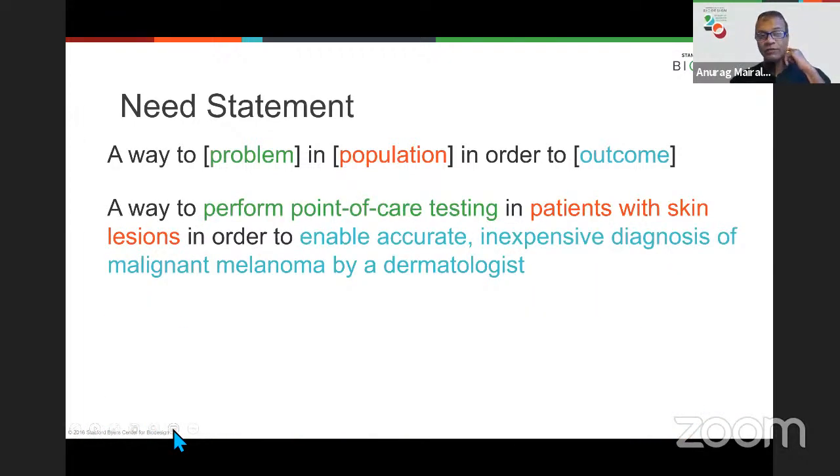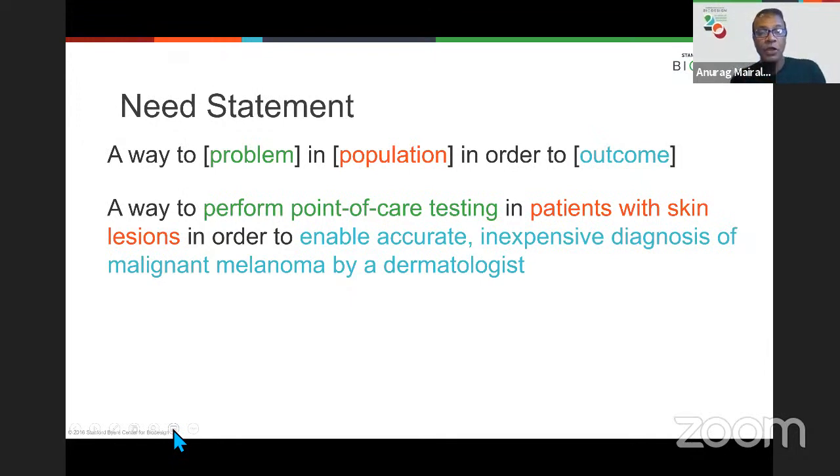Here's an example of that. A way to perform point of care testing. So performing point of care testing is the problem. This is relating to oncology, where diagnostics of cancers, especially skin lesions, which is the focus here, typically happens with an oncologist, and most of the problems show up much earlier. And by the time you get diagnosed with it, it's already too late for that skin cancer. So this was a problem that the team identified with a way to perform point of care testing.